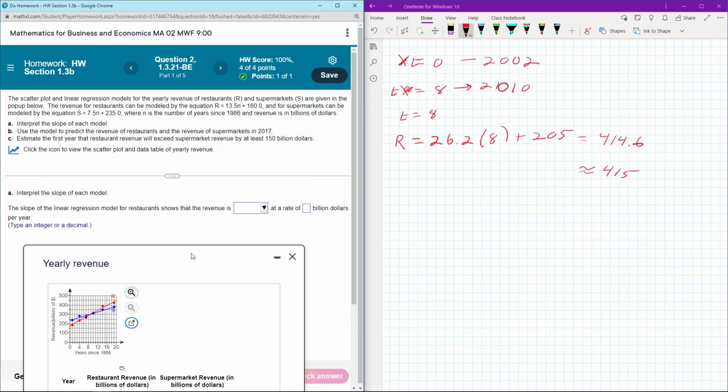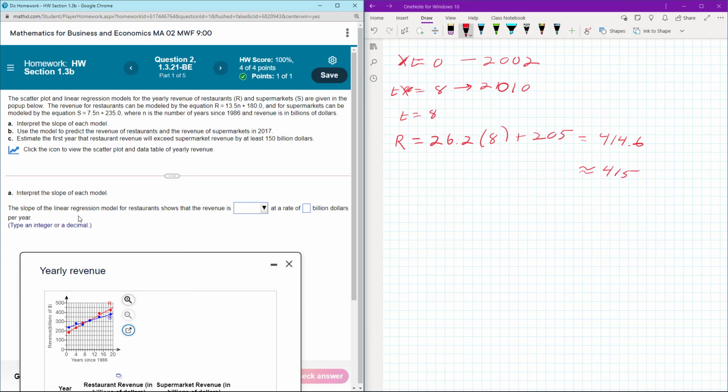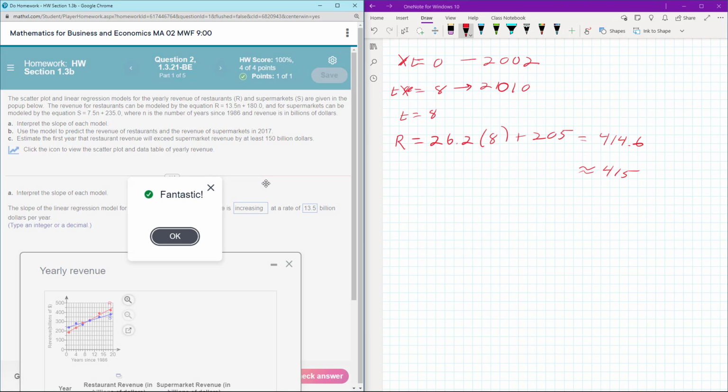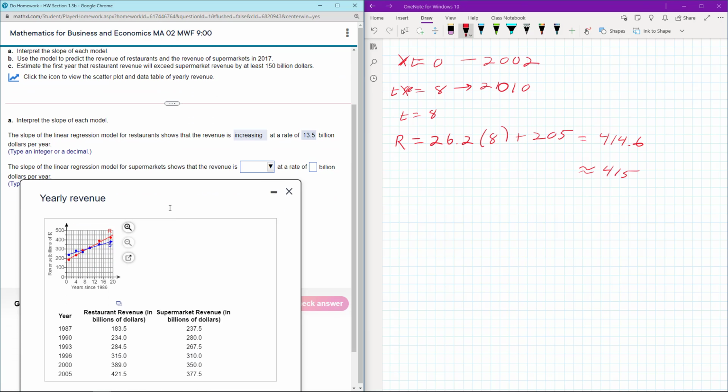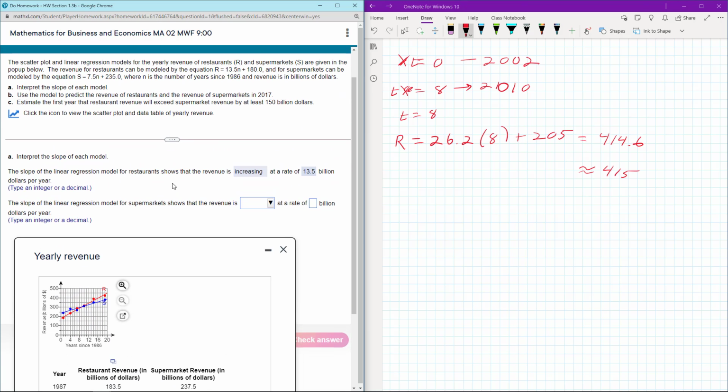Okay, let's take a look at our first question. The slope of the linear regression model for restaurants shows that the revenue is either increasing or decreasing. Since the slope is a positive number, the revenue is increasing at a rate of, well, the slope once again is 13.5, so that is the rate. As one would expect, they're going to ask about the slope of the regression model for supermarkets. Once again, we have a positive slope, so that implies increasing. And what is the rate? That's the rate right there, 7.5.